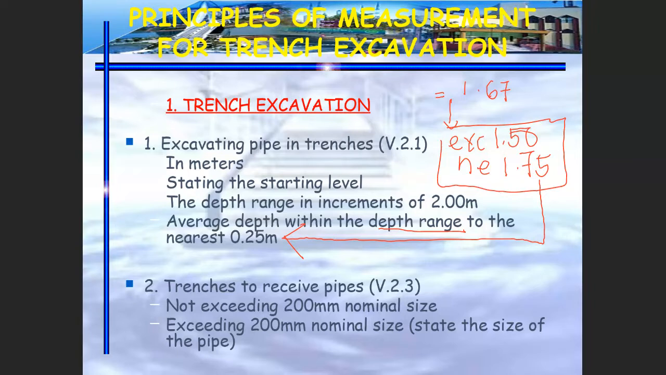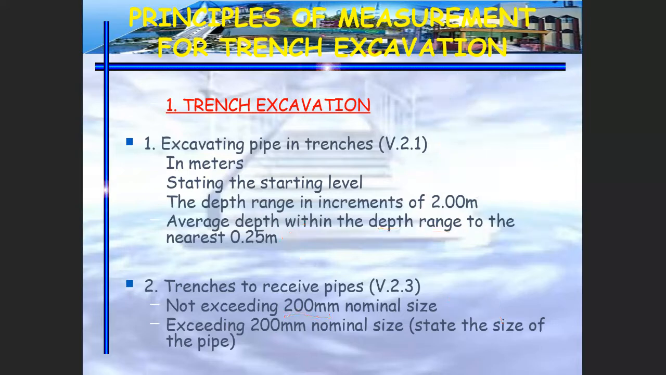Okay, so in order for you to prepare this, you must get the average step that we are going to count later. In number 2, there are 2 categories that you must be aware of before you identify the taking off list. There are 2 categories of the pipe. If the pipe is in the category not exceeding 200 mm nominal size, you can group together. But let's say the pipe is more than 200 mm nominal size, you have to state the size of the pipe. Okay, what is the meaning of this statement?